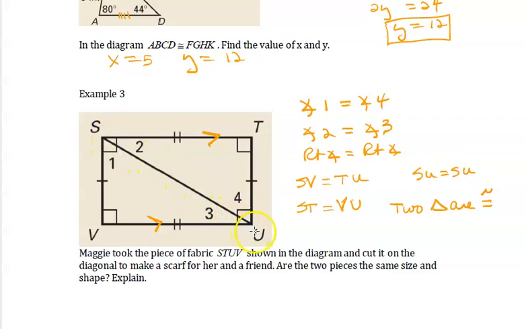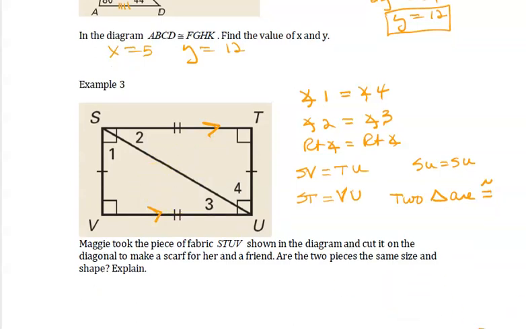Well, by the reflexive property, I can say SU equals SU, and I have found that all three angles have corresponding angles in the other triangle, and the three sides of one triangle have corresponding sides in the other triangle. Therefore, I can say without a doubt that these two pieces, these two triangles that make up this rectangular piece of fabric, are indeed congruent. Okay, so think about that for a sec.